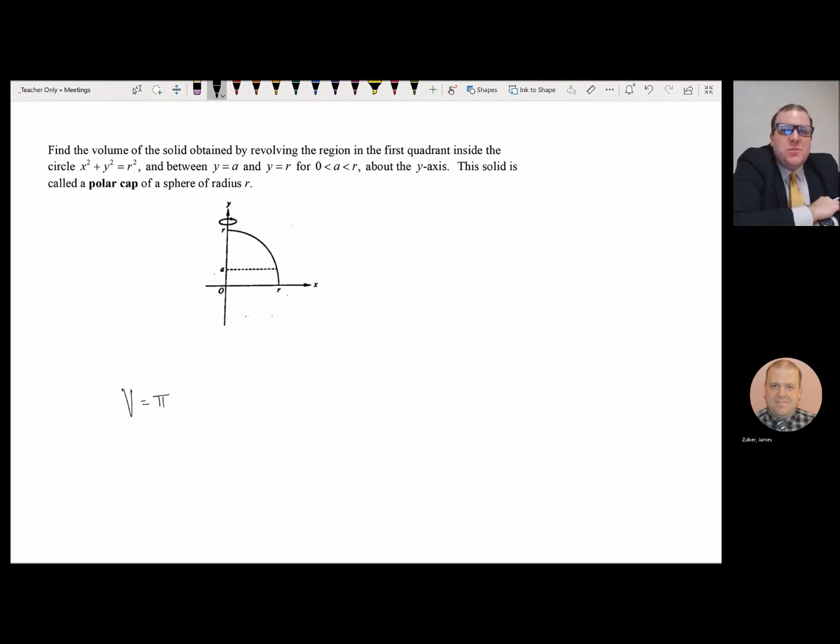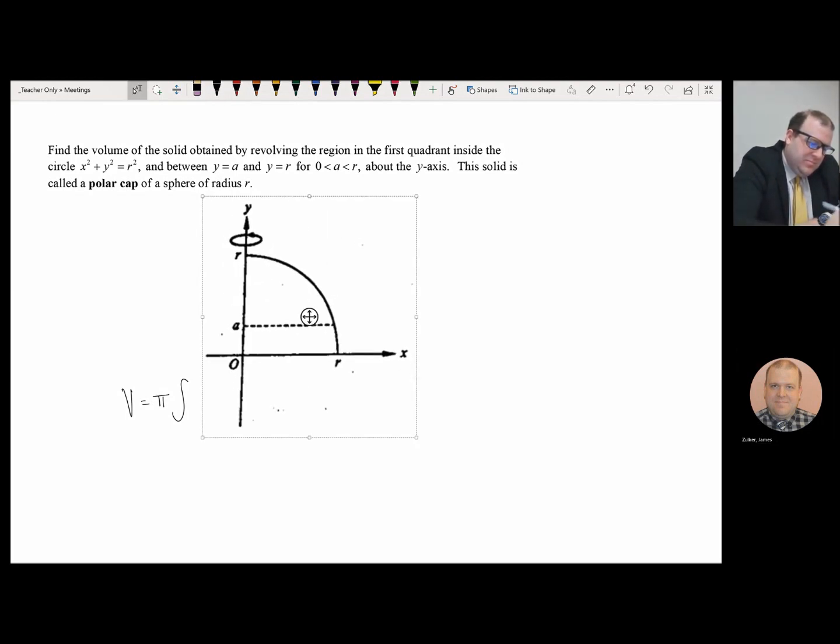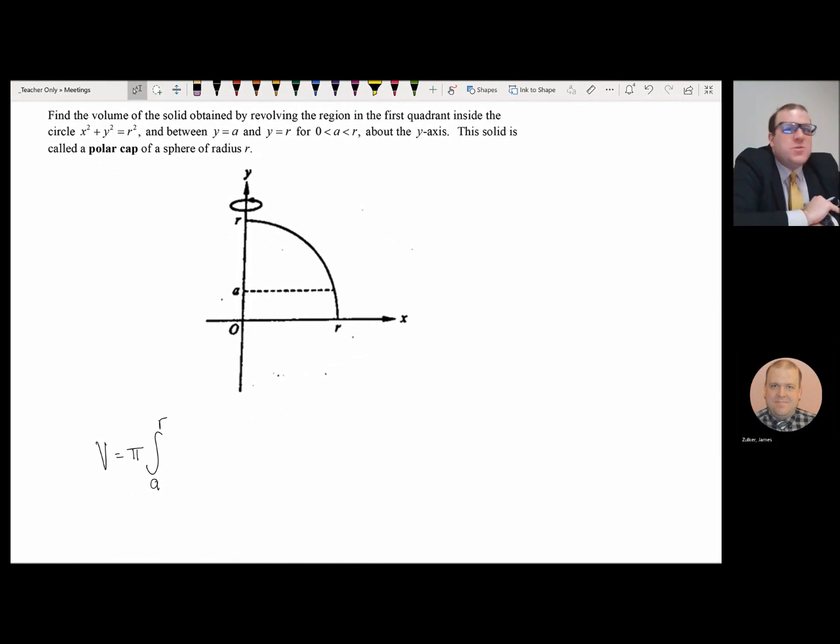Vertical axis means we have to do this with respect to y. So what are the limits of integration going to be? Oh dear, that's not what I wanted. What was it? A to R. Then it was the radius squared.